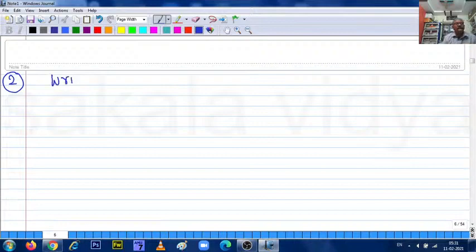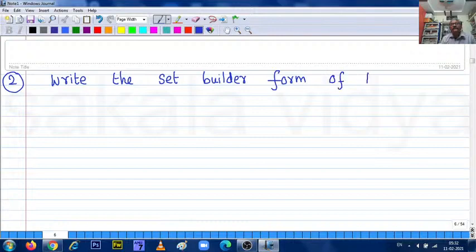Write the set builder form of the following sets. So now the set builder form to roster form we have written. Now this is the time to write roster form to the set builder form.